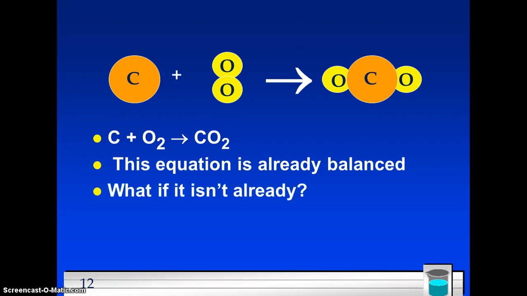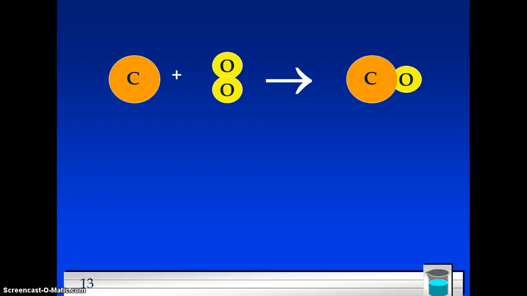But a lot of times equations aren't. So what do we do if it isn't already balanced? That's where we have to come into play and balance the equation. So let's say that carbon joined with oxygen and only made the structure over here with one C and one O. So it can join differently. Our chemical equation looks like this one. We have a carbon, we have two oxygens on the left side of our arrow, but on the right side we only have one C and one O.